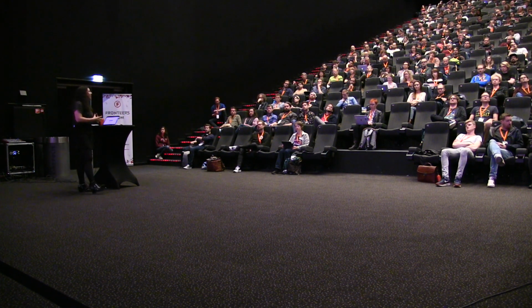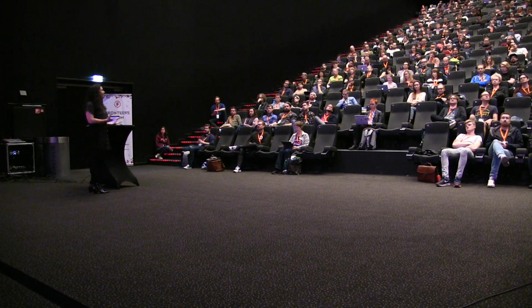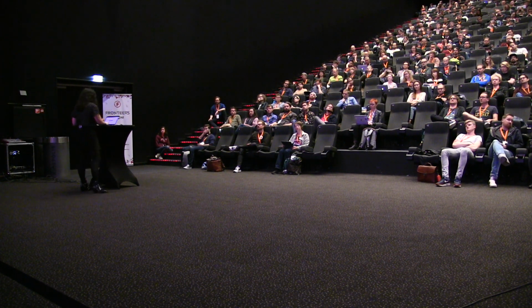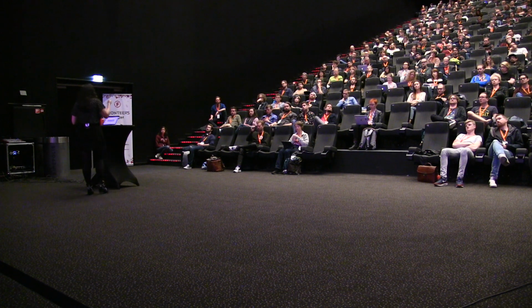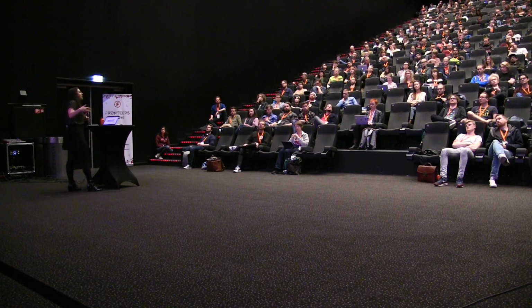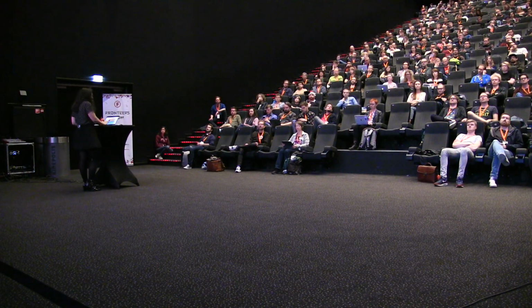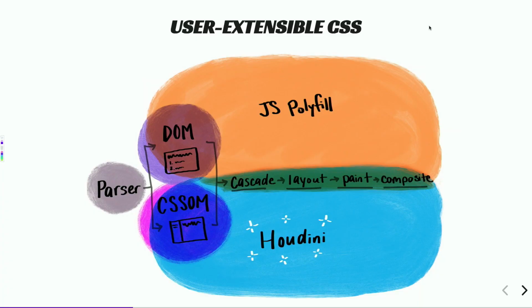Houdini basically allows us to tell the browser how we want it to understand our CSS. It's a low-level API for CSS that puts the control into the hands of the developers. And a lot of you, in fact, almost all of you raised your hand when I asked you if you wrote CSS. So now you can tell the browser how you want it to understand the CSS that you are writing. And that's exciting. It's a fun time. So what does that mean?